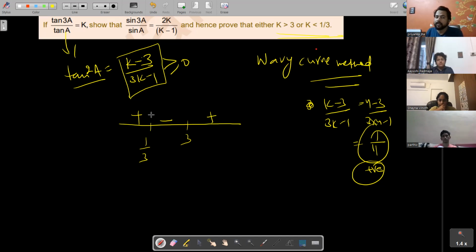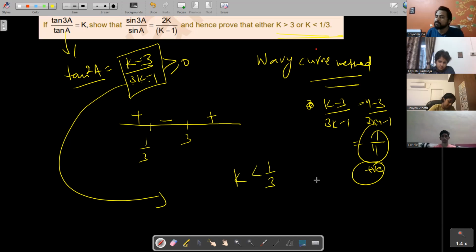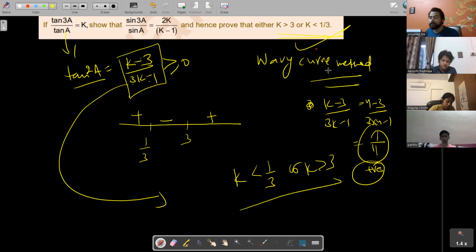Now this sign is for the sign of the expression. It means that we have this expression positive if k is more than 3 or k is less than 1 by 3. Then only we can get this expression as negative. But if you take any value between 1 by 3 and 3, like 2, put 2 here: 2 minus 3, negative. 3 into 2, 6 minus 1, positive. So negative by positive, negative. So for this expression to be positive, k will have to be either less than 1 by 3 or more than 3. This is what we wanted to prove. Understood? This is called the Wavy curve method.